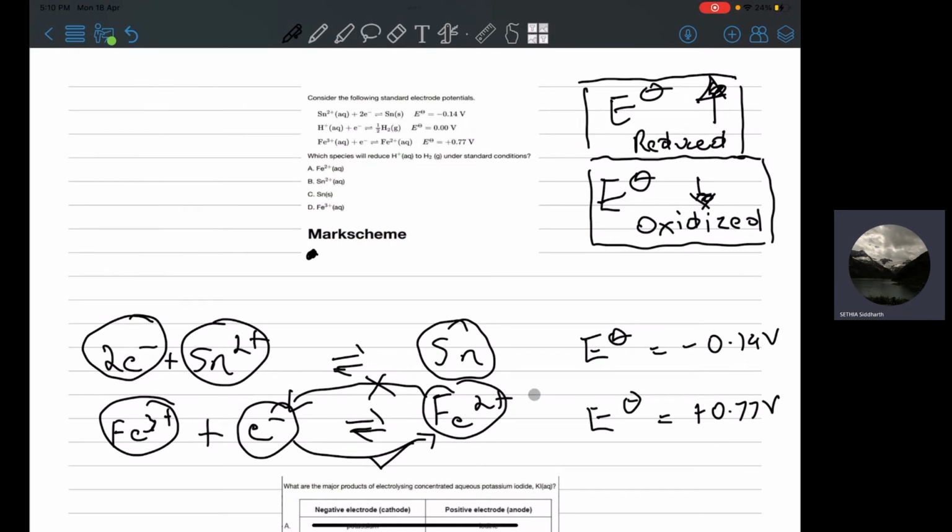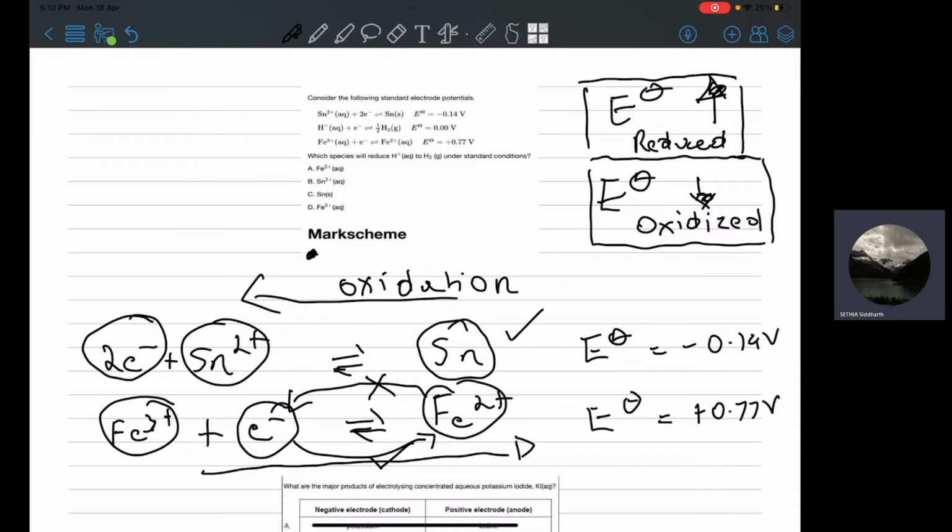So really, what I'm trying to put across over here is that this reaction, which is oxidation, is likely to happen in this scenario over here. And this reaction, the forward reaction, which is, as you guessed it, reduction, is likely to happen in this scenario. I hope that makes sense. Just remember, if the E naught is high, it will be reduced. If the E naught is low, it will be oxidized.